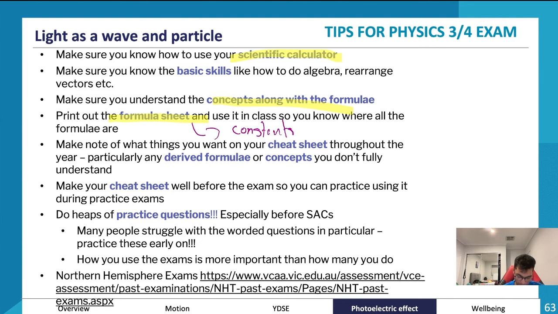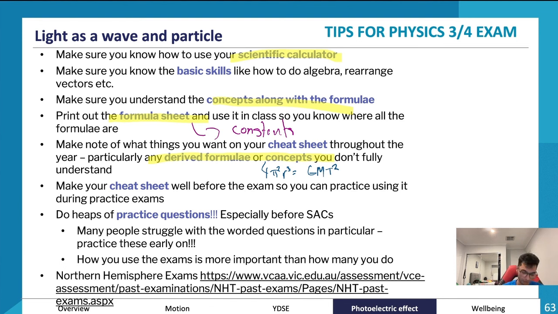This is another important question. Important thing: derived formulas. So formulas such as 4 pi squared r cubed is equal to GMT squared. These formulas that are not on your formula sheet should be on the cheat sheet.